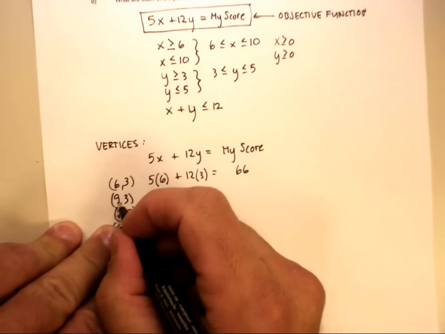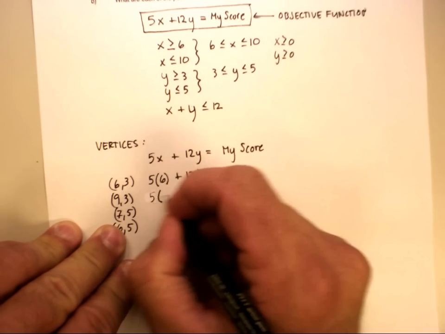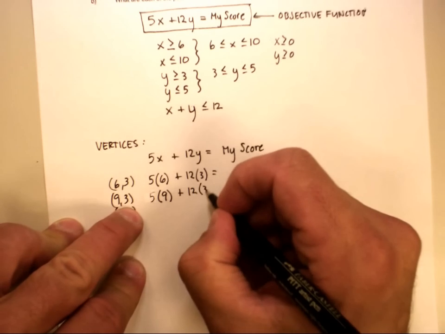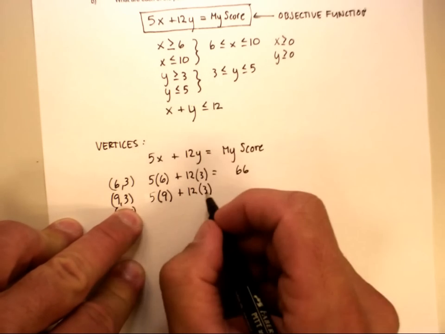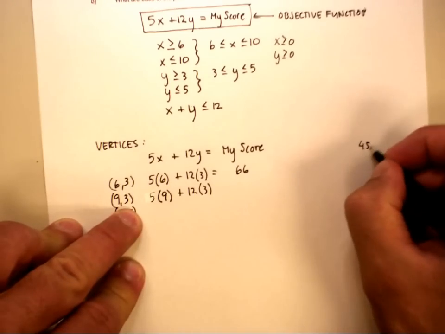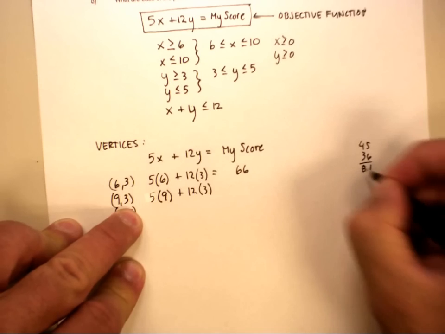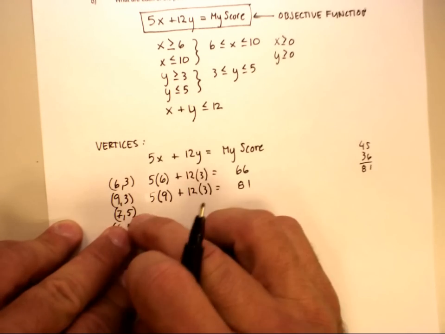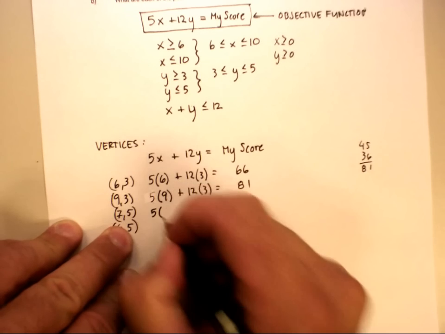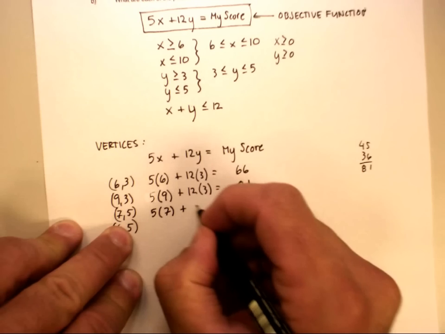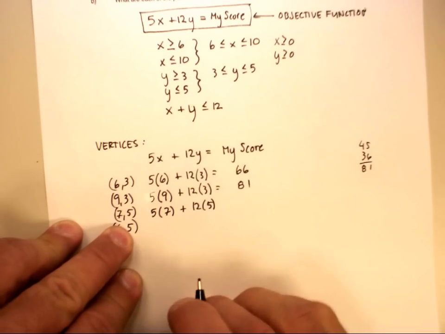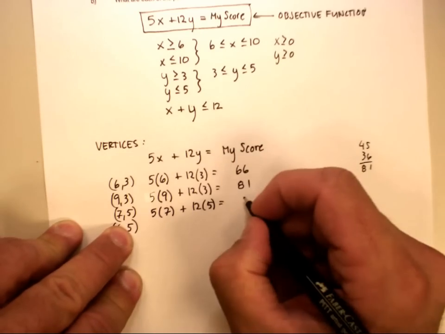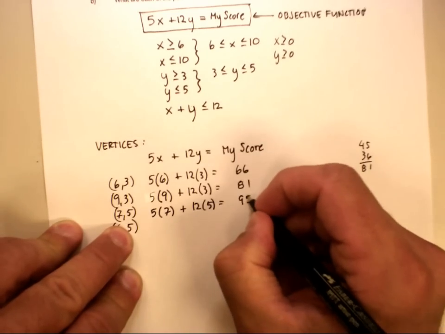My input is 9, right? So 5 times 9 plus 12 times input there is 3. That gives me 45 plus 36. 11 carry the 1. That means my score, if I chose this combination, would be 81. Let's keep going. 5 times 7 plus 12 times 5. That's going to give me 35 plus 60, which gives me 95.